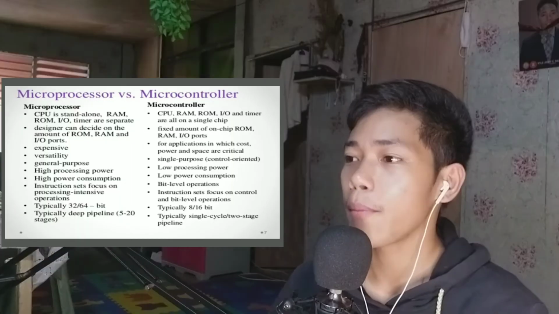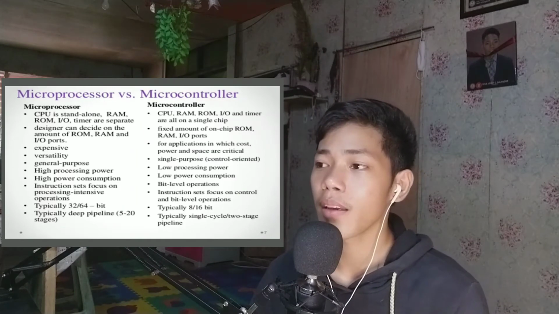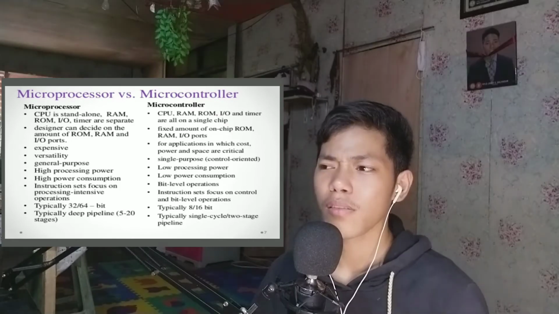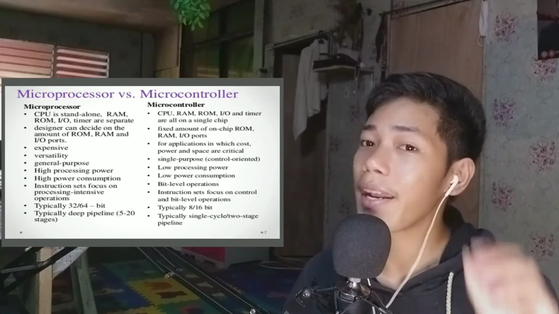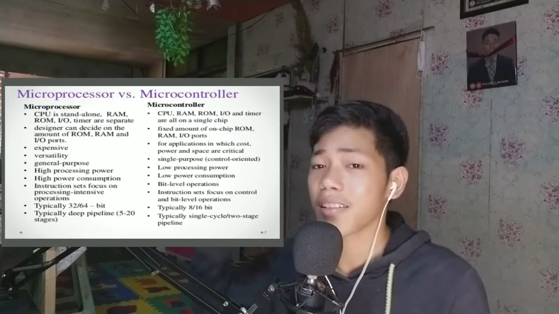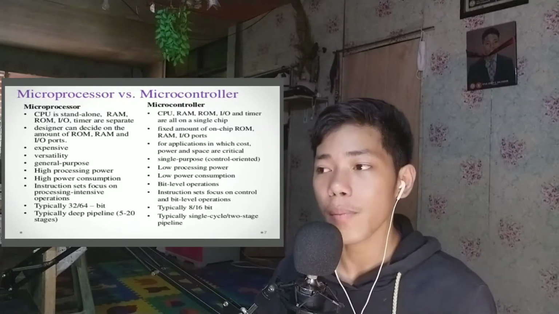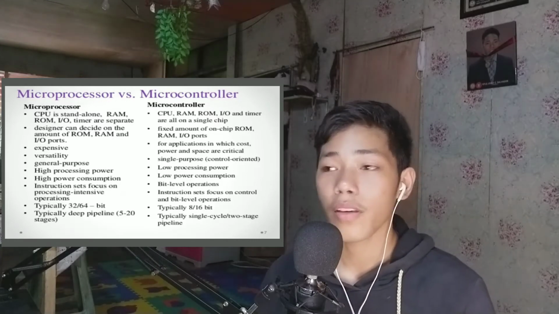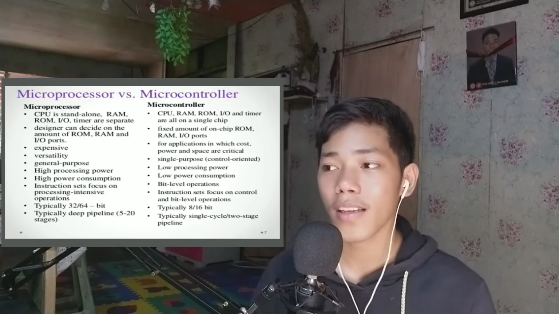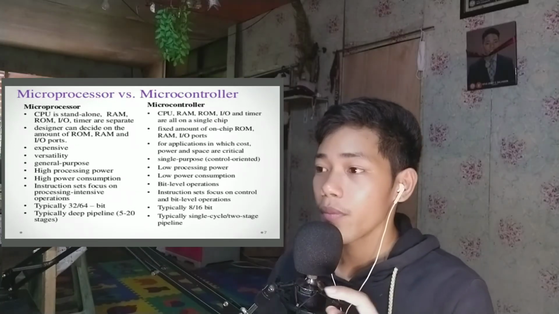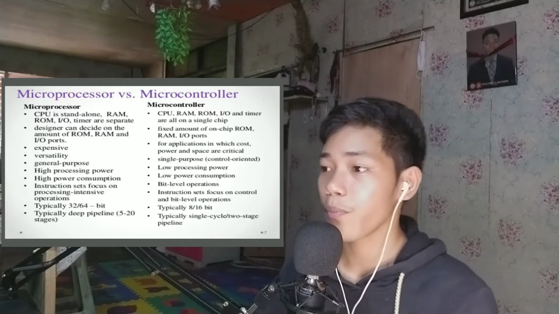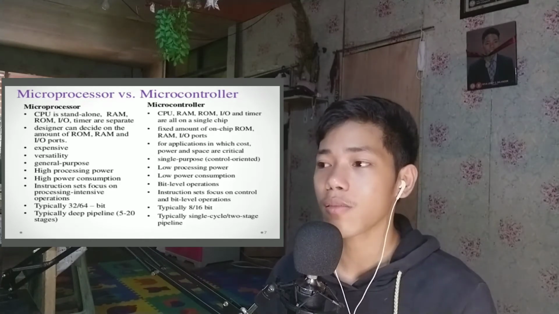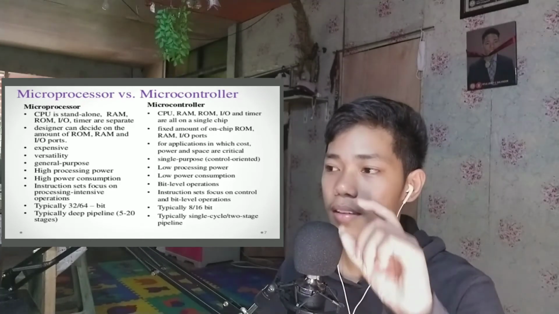The microcontroller has the CPU, RAM, ROM, input and output, and timer all on a single chip. So they have some similarities, but not all of the components are the same as a microprocessor. Fixed amount of on-chip ROM, RAM, and input-output ports. So here at the microcontroller, it is now a fixed amount, for applications in which cost, power, and space are critical. So the microcontroller has critical spacing, I think, for the size of it.